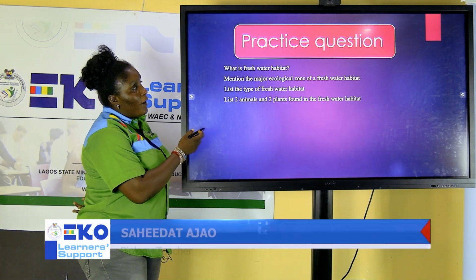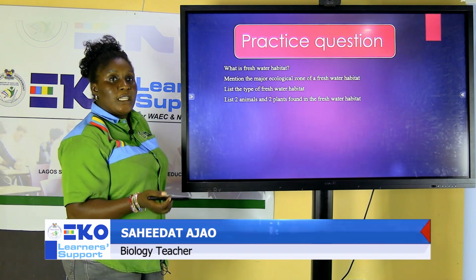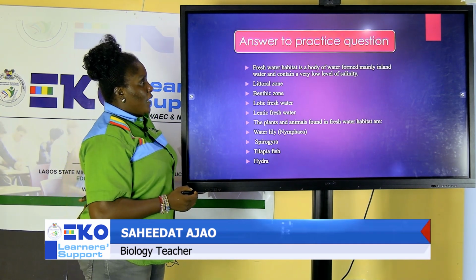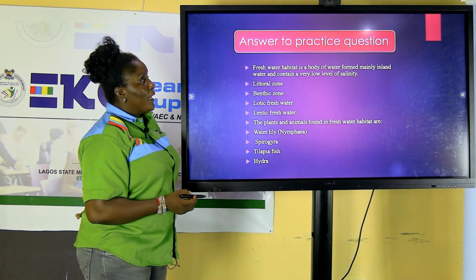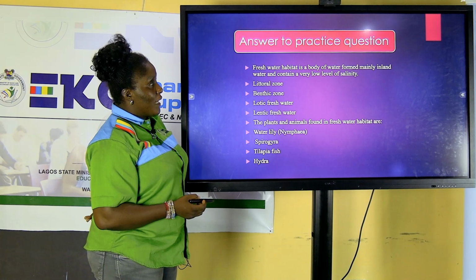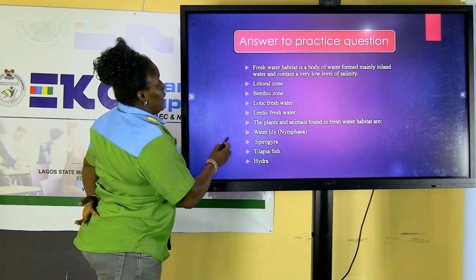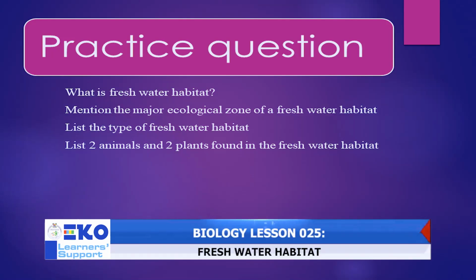Alright, so let's confirm, or let's do this together. You can cross-check with what you've written down. What is a freshwater habitat? A freshwater habitat is a body of water formed mainly from inland water and contains a very low level of salt. The next question says, mention the major ecological zones of a freshwater habitat. We have the littoral zone and the benthic zone.